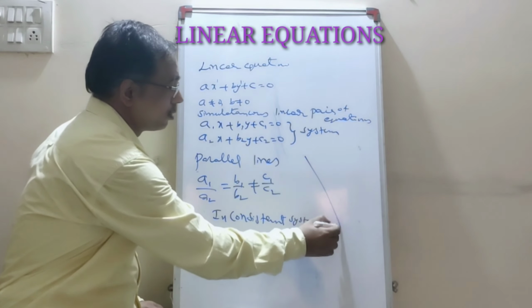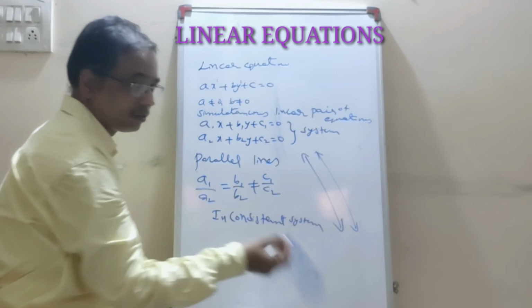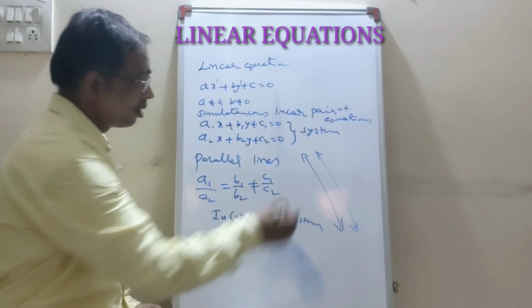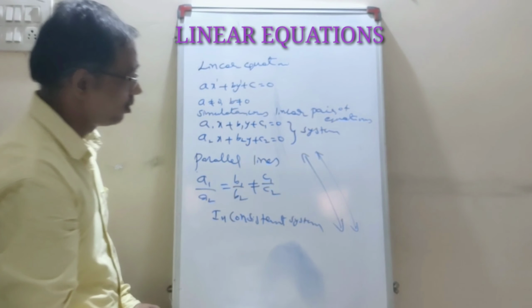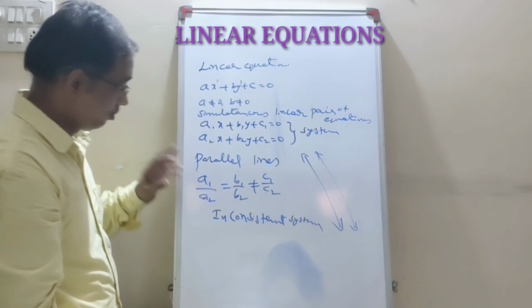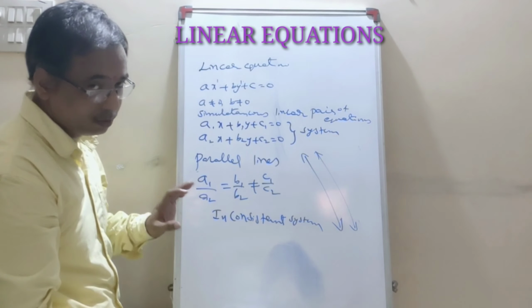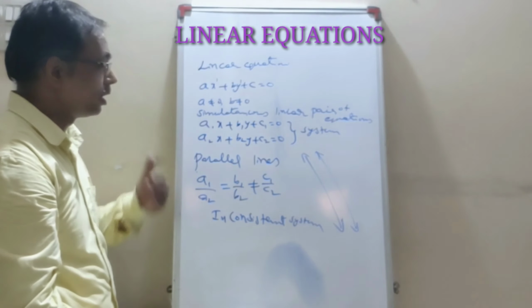And the graphical representation is like this. These two are parallel lines. Parallel lines, we already know the distance between them is always the same. They don't meet anywhere. So that's why these two are parallel lines. To find out the nature of these three types, we first have to find a1 by a2, b1 by b2, c1 by c2, and observe the relation.